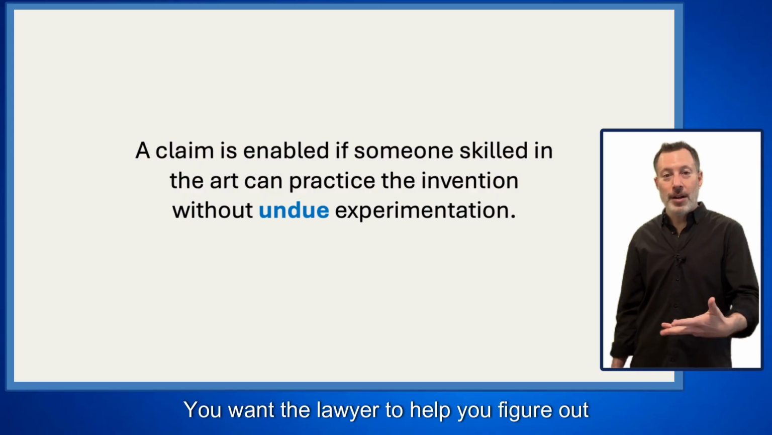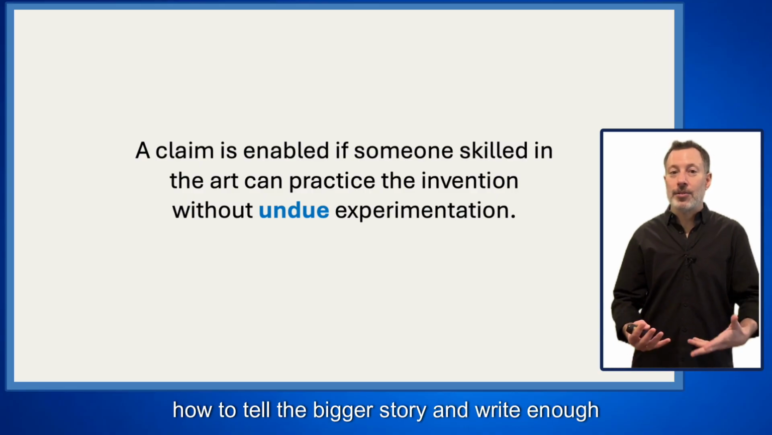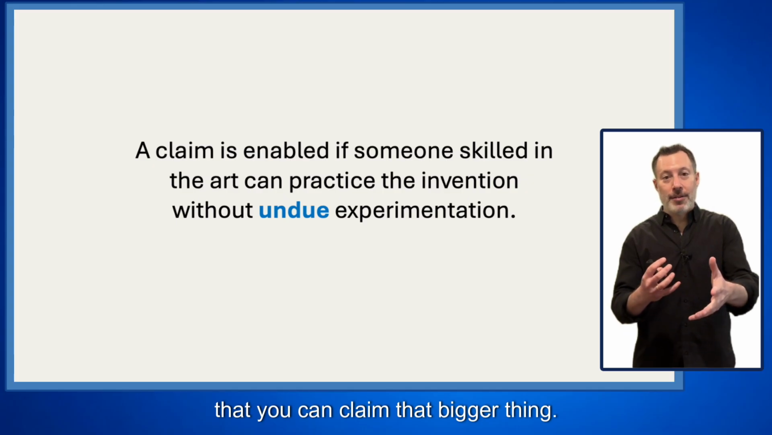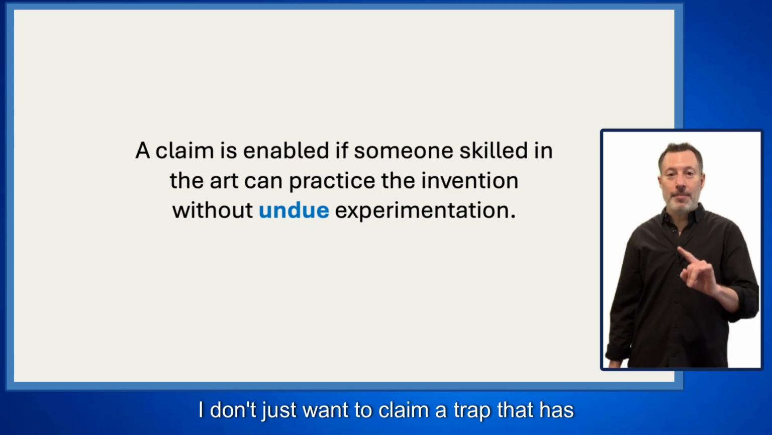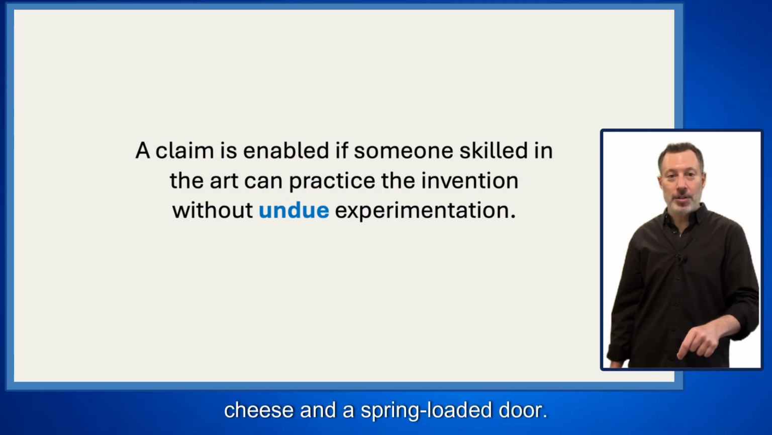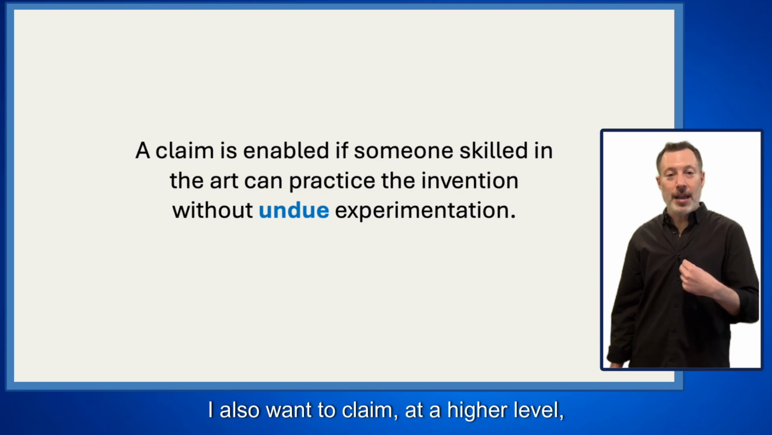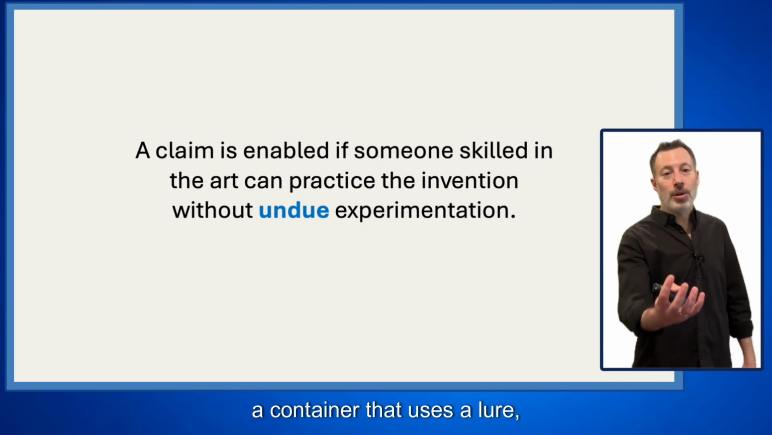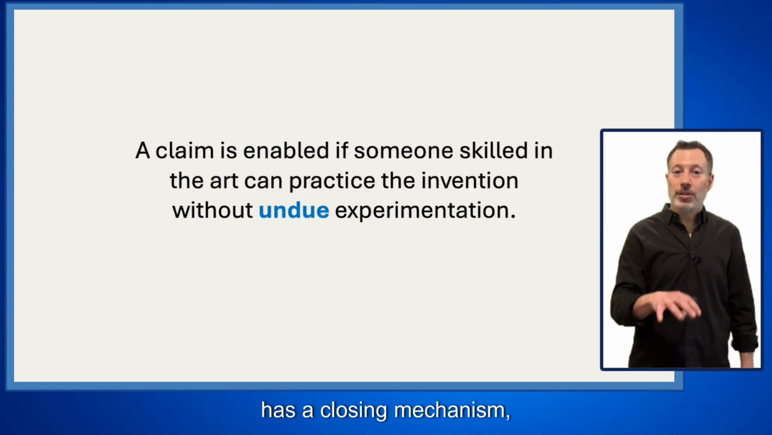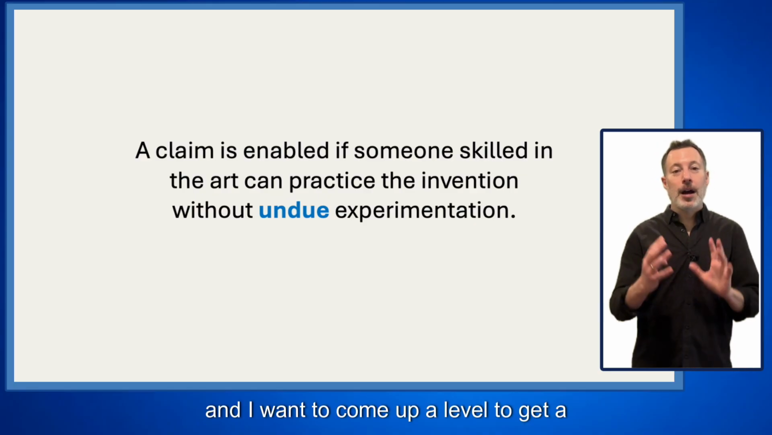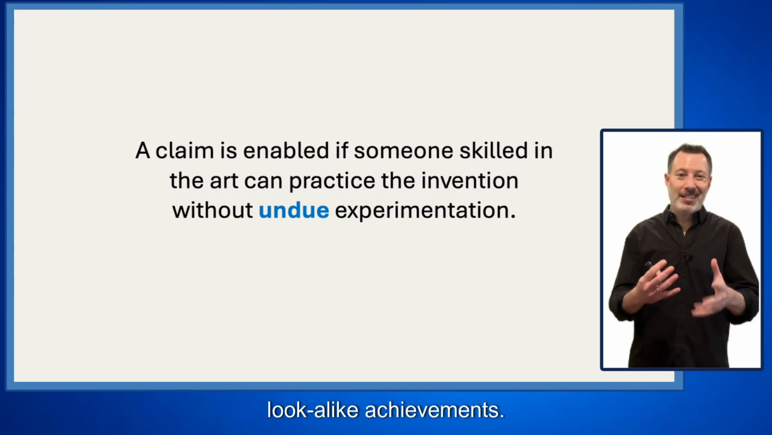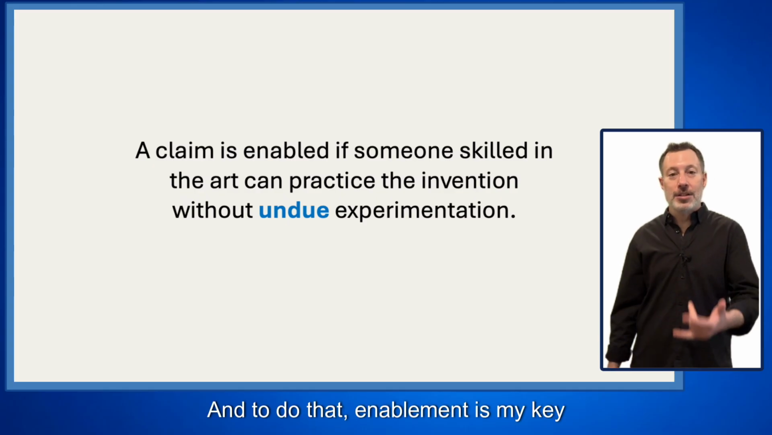You want the lawyer to help you figure out how to tell the bigger story and write enough that you can claim that bigger thing. I don't just want to claim a trap that has cheese and a spring-loaded door. I also want to claim at a higher level a container that uses a lure, has a closing mechanism. And I want to come up a level to get a meaningful property right that blocks out look-alike achievements. And to do that, enablement is my key barrier.